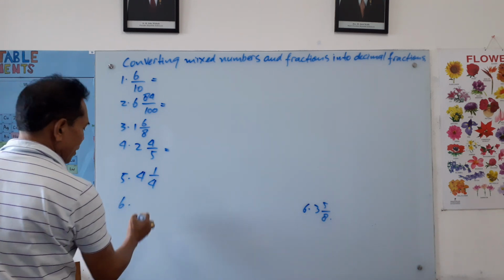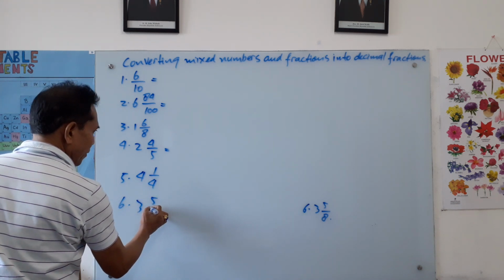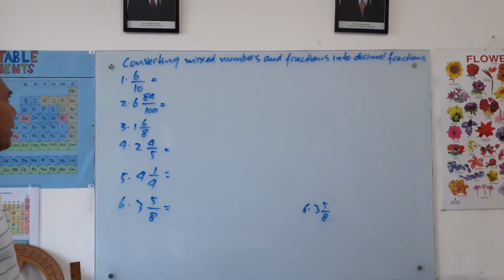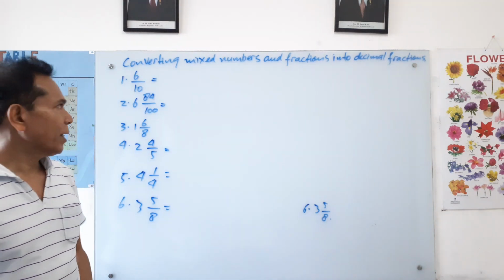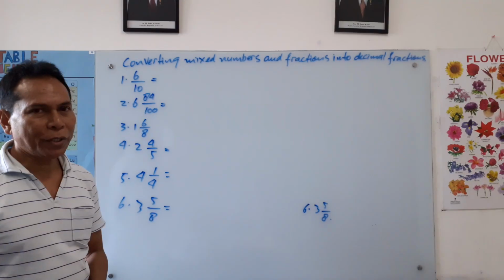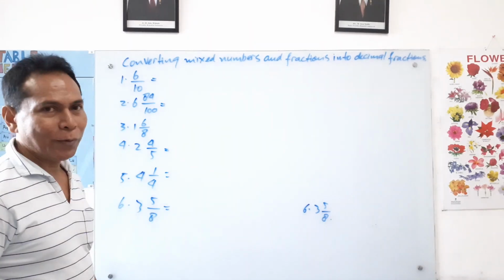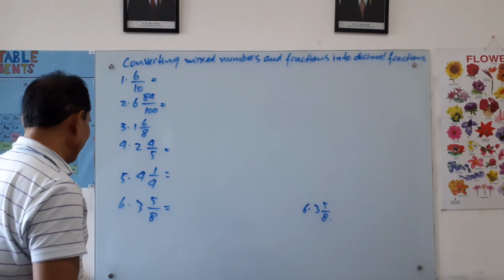And then number 6, 3, 5, 8. Okay, converting mixed numbers and fractions into decimal fractions. All right, children, I want you to pay full attention. I'm going to explain this to you.